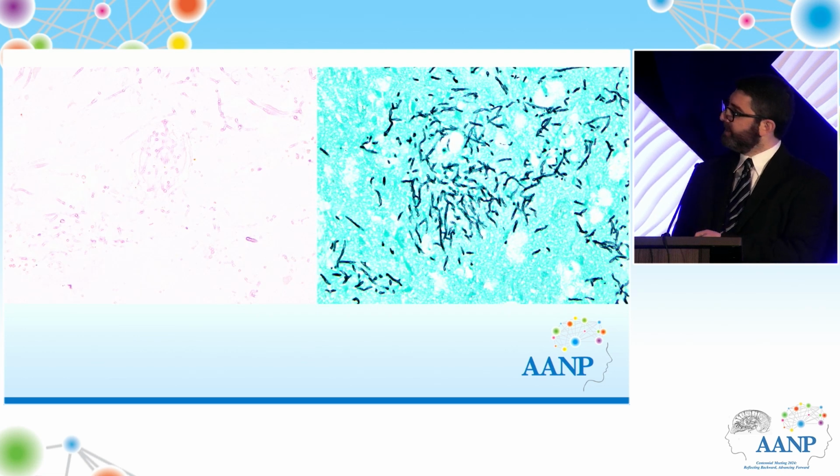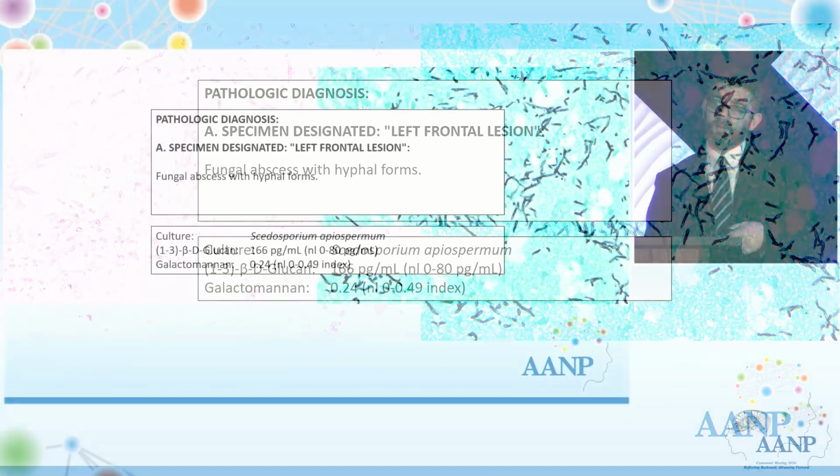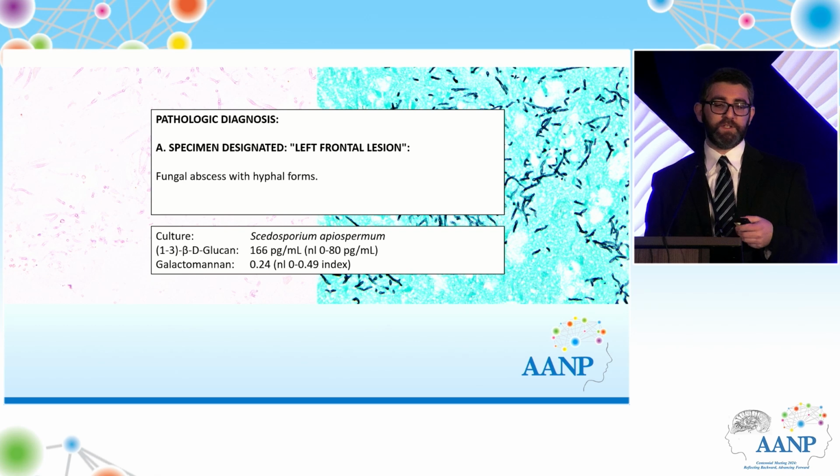So you can see very faintly on this H&E stain some filamentous fungal elements, which are much better highlighted on the GMS stain. So the key thing, if you see filamentous fungi, is to distinguish between mucorales and everything else, because that's an immediate treatment difference for the patients. And we'll go a little bit more into how to further differentiate from there. But for these, because it didn't look like a mucorales, it looked narrow with septations and maybe some acute angle branching, we just called it a fungal abscess with hyphal forms.